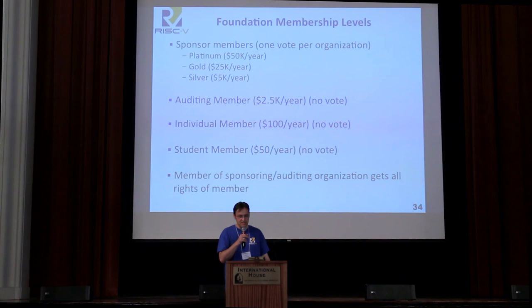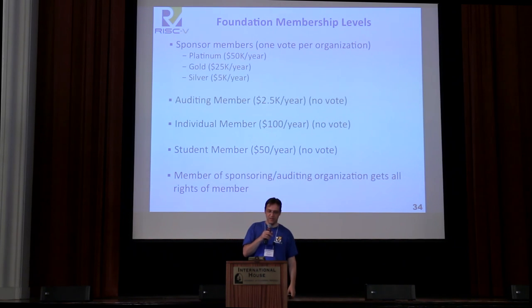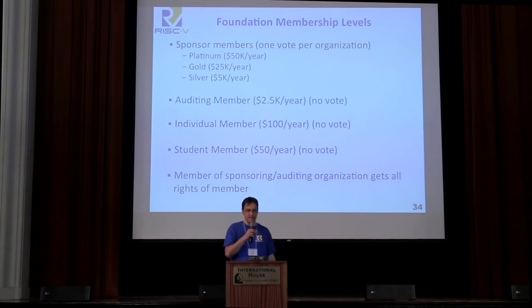So the membership levels, like I said, are pretty lightweight. For the sponsor members, I changed the names to platinum, gold, silver. Those are basically the three levels where we expect most commercial organizations to come in, sort of 50K, 25K, and 5K a year. And you get one vote per organization in selecting the board. Auditing members, 2.5K a year. This will be for universities and other organizations who are not interested in voting in this. They don't get a vote. Individual members, 100 bucks a year, no vote. Students, 50 bucks a year, no vote.